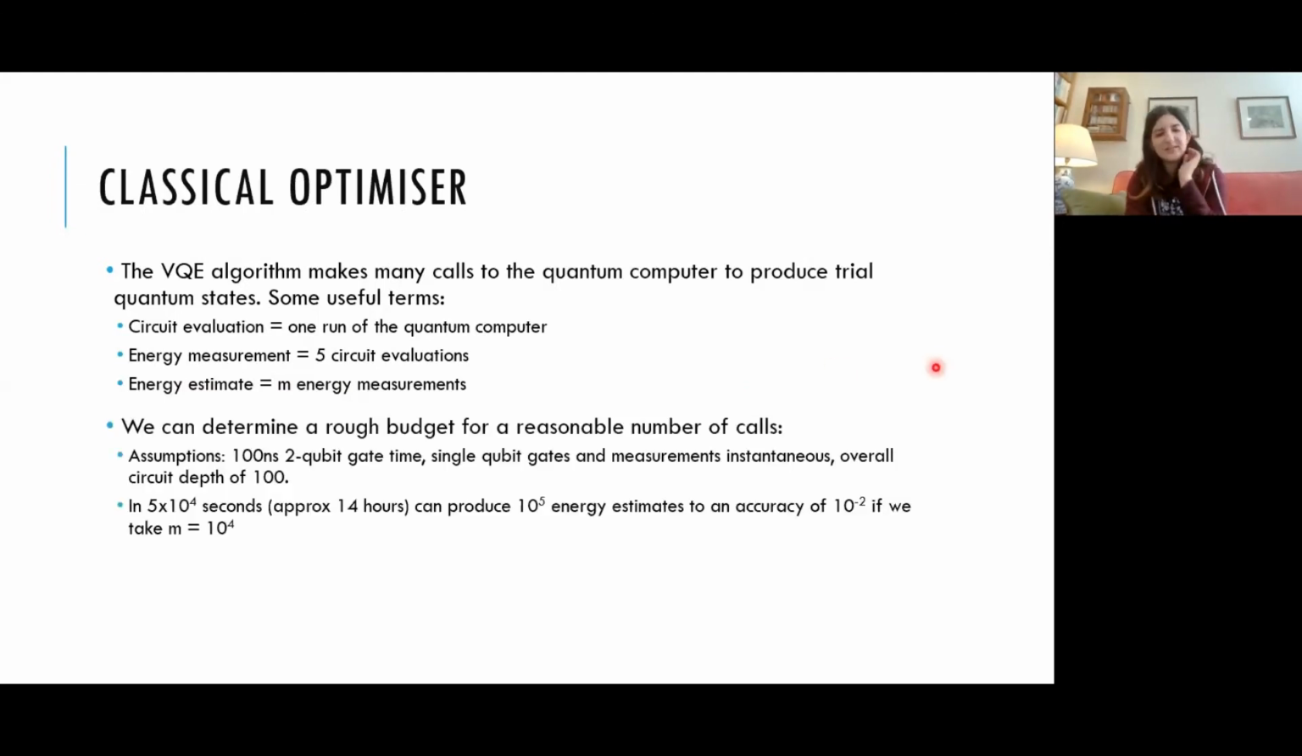We determined a rough budget for the reasonable number of calls, making some assumptions: 100 nanoseconds to apply a 2-qubit gate, single qubit gates and measurements are instantaneous, and an overall circuit depth of 100. Basically, in about 14 hours, you can produce 10 to the 5 energy estimates to an accuracy of 10 to the minus 2, if we take M to be 10 to the 4. This gives us a bound to be aiming for when we run our actual simulations.